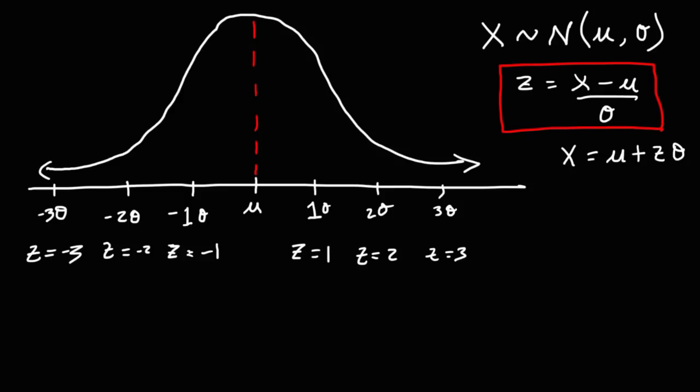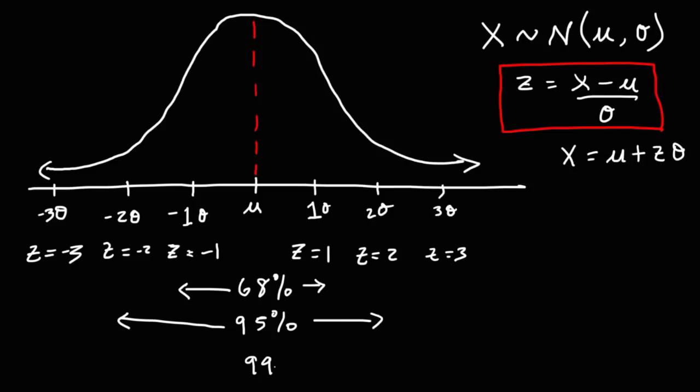Now, there's something called the empirical rule that you need to be familiar with. So the empirical rule tells us that 68% of the x values lie within one standard deviation of the mean. 95% of the x values lie within 2 standard deviations of the mean. And 99.7% of the x values lie within 3 standard deviations of the mean.